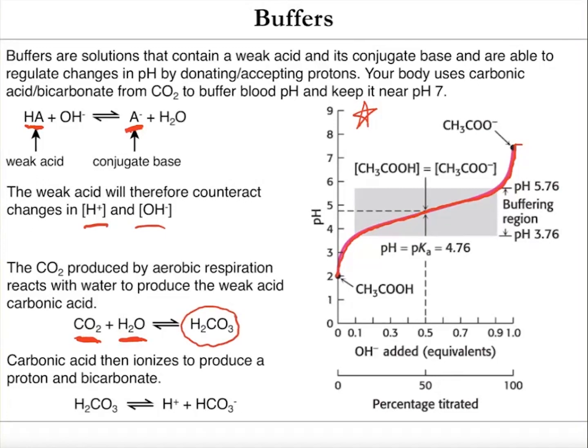And this can lose one of these protons and be an acid. But that carbonic acid can also ionize to form this conjugate base. So your body has this mixture of bicarbonate and carbonic acid. If there's not enough protons, this molecule can lose protons. If there's too many protons in your blood, this molecule can accept those protons. This is how your blood plasma is able to stay relatively stable around pH 7.